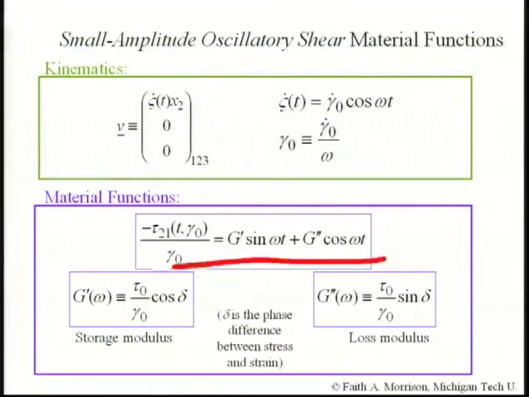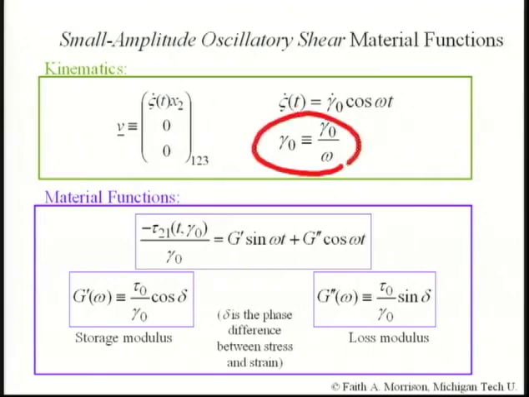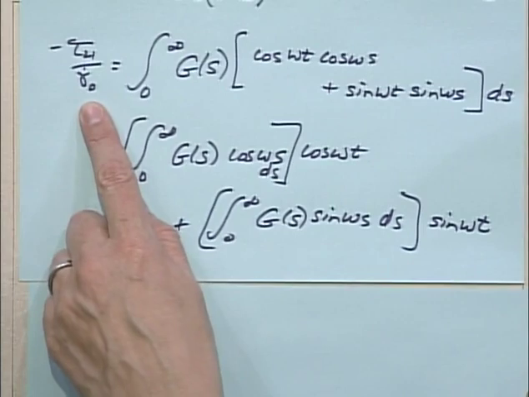And look at how our result has turned out. It looks very much like this material function here. It's something times sine omega t plus something times cosine omega t. I'm going to do a little bit more algebra here. First of all, look up here. Gamma dot naught is equal to omega gamma naught. So that changed, that's right here, omega gamma naught.